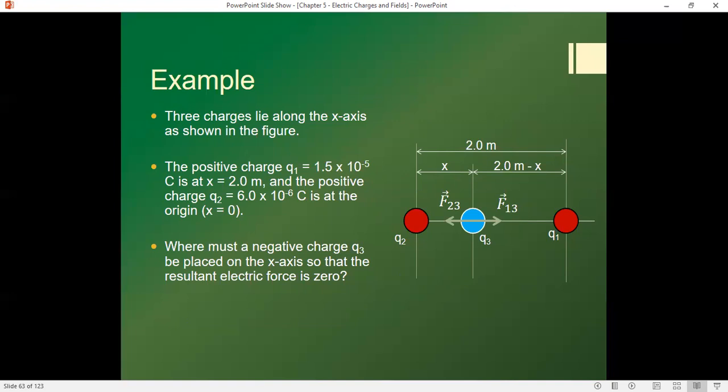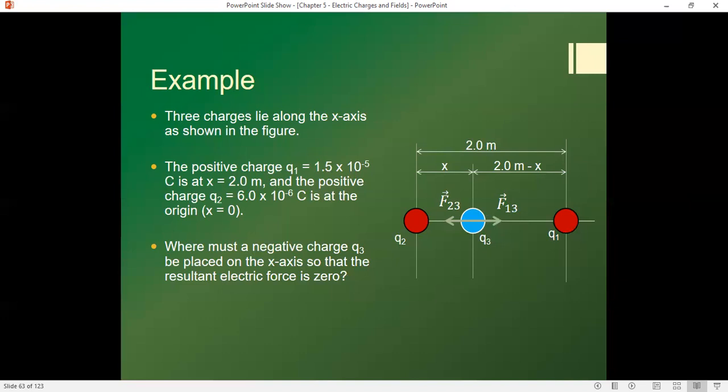we have a negative charge. It's going to be pulled to the right by a positive charge and pulled to the left by another positive charge. So there's a little bit of direction that we have to worry about here. Okay, in any case, let's get into the problem. Three charges lie along the x-axis as shown in the figure. Okay, so our x-axis is going off in that direction. The positive charge Q1 has a charge of 1.5 times 10 to the minus 5 coulombs.